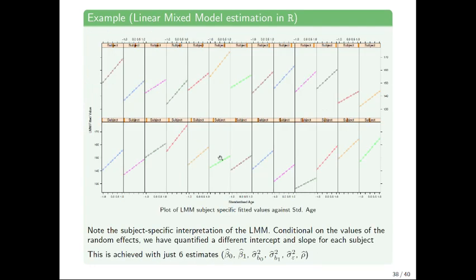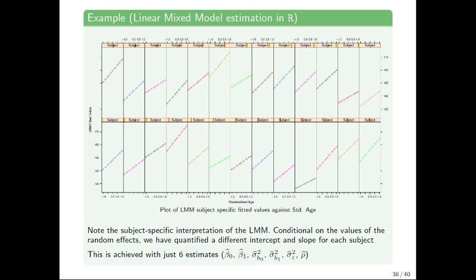And this is the plot here. The LMM fitted values against standardized age, one panel per subject for the 26 subjects. Note the subject-specific interpretation of the LMM is at work here. Conditional on the values of the random effect, we have quantified a different intercept and a different slope for each one of the 26 boys.